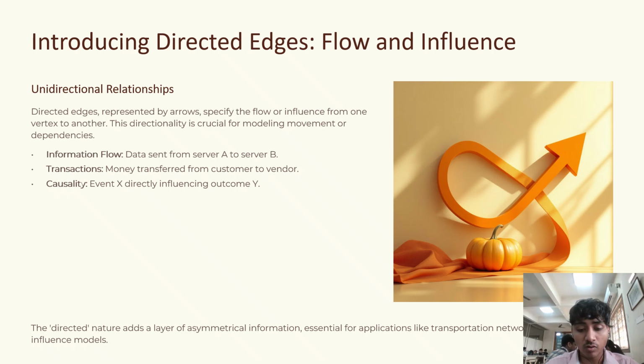Introduction: directed edges, flow and influence. The directed nature adds essential asymmetrical information. A directed edge is marked by an arrow specifying the unidirectional flow or influence from a source vertex to a destination. This is crucial for modeling dependence, such as information flow, data sent from server A to B, a transaction, money from customer to vendor, or a causal event X influencing Y.